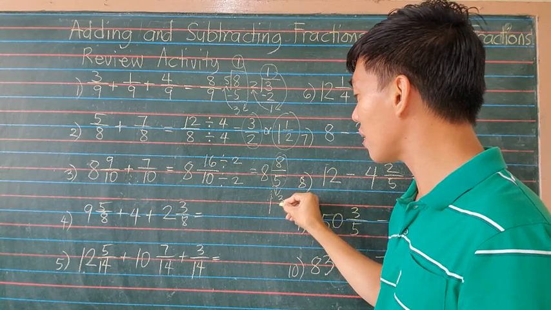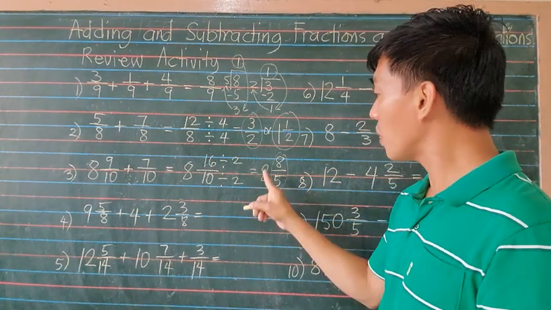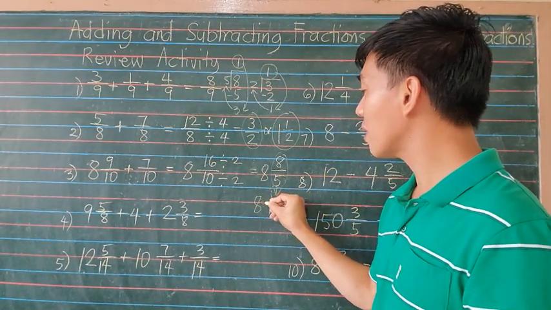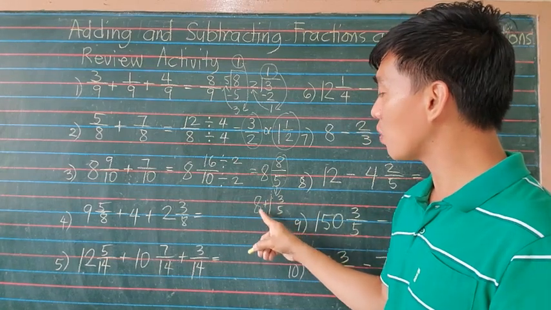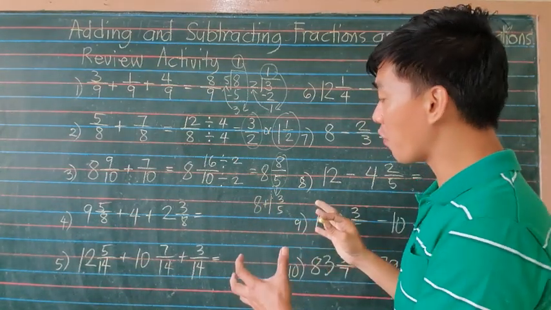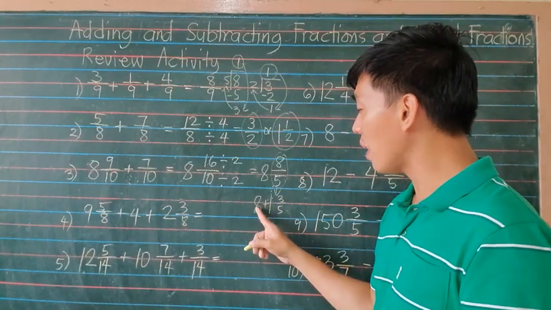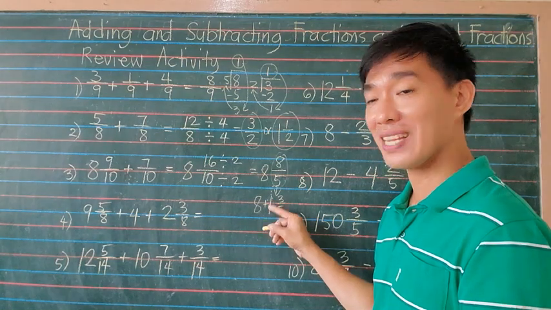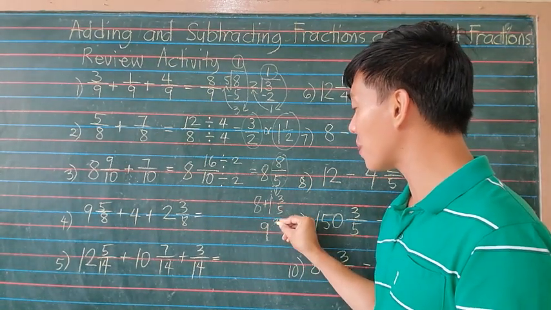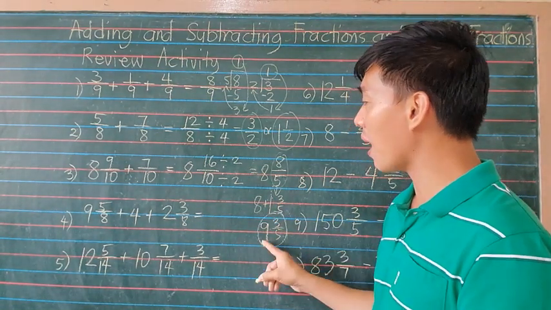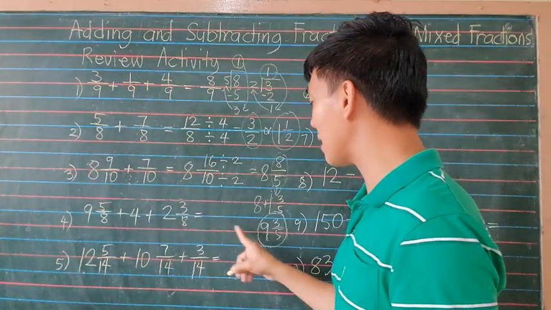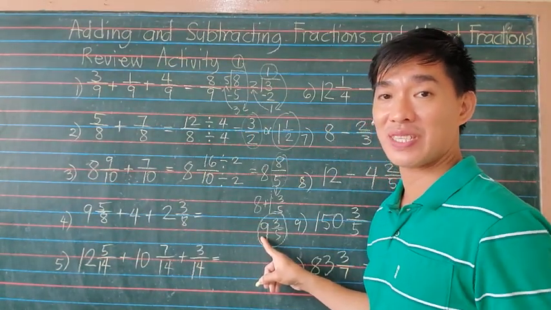1 and 3/5. Now, we do have here the whole number 8. So, you just add 8 to the whole number 1 here in order for us to combine, para po mag-group na natin sila. So, 8 plus 1 is equal to 9. Then, copy 3/5 po. Therefore, the answer for number 3 is 9 and 3/5.